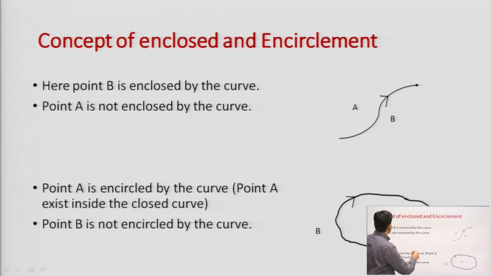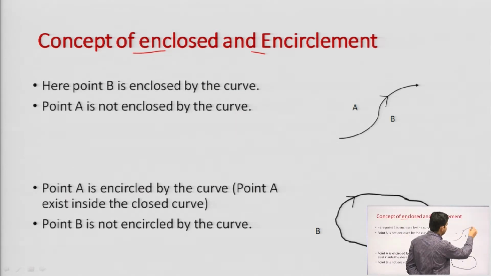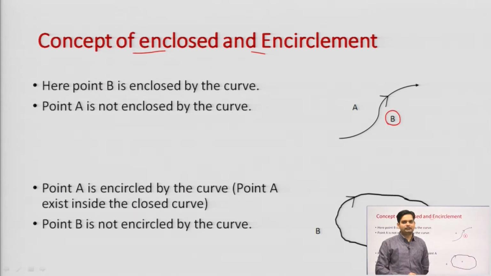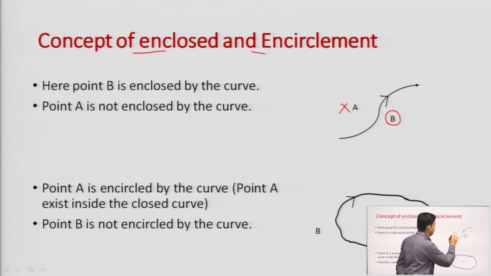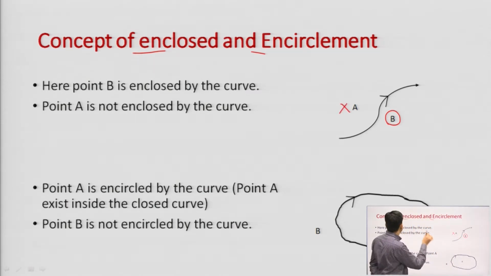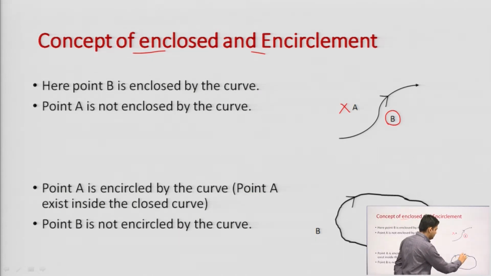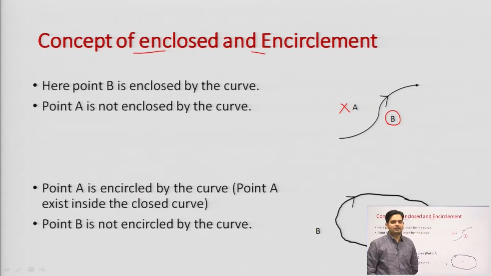For the concept of enclosement and encirclement, we take the same example as in the last session. Suppose this is the curve. If my point B lies on the right side of this curve, then we can say it is enclosed, whereas point A is not enclosed by the curve. This is the principle of enclosement. In the same way, for encirclement, if I make a closed curve or contour around point A, then point A is encircled by this curve and point B is not encircled by this curve.